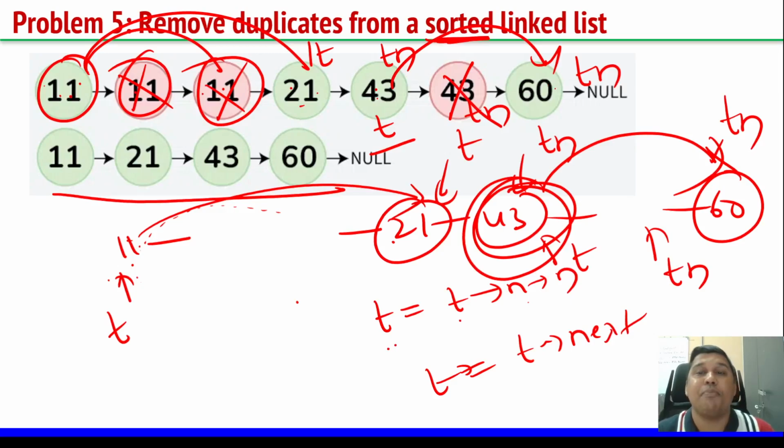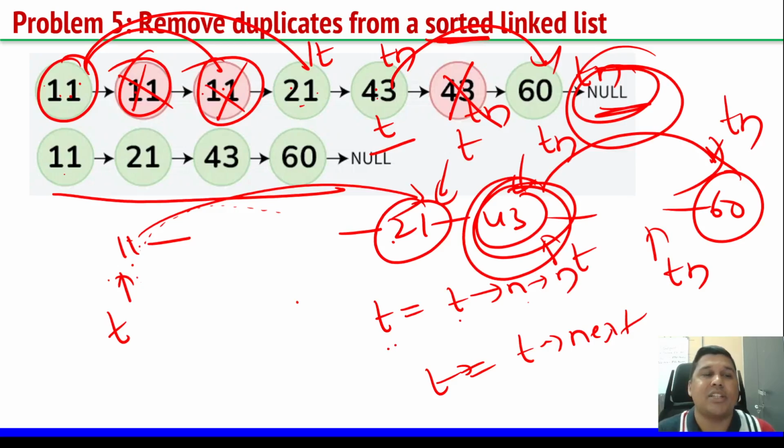Now are they both same? Or we have reached the end anyhow, right? So we have to stop the process. Either when we reach the end, that is the only condition we have. Once we reach the end, we have to stop the process. So you will have a linked list with the duplicate elements deleted.